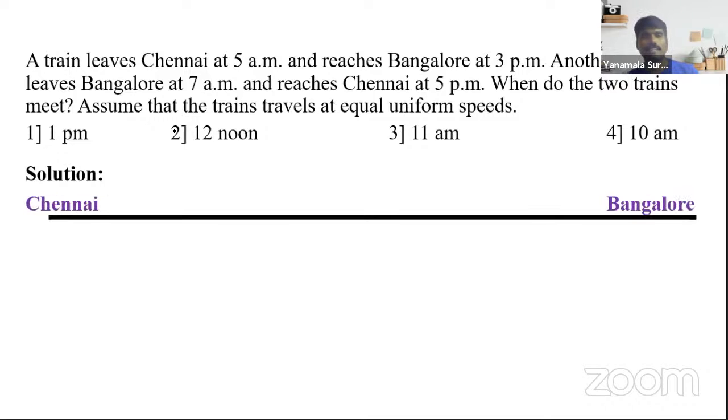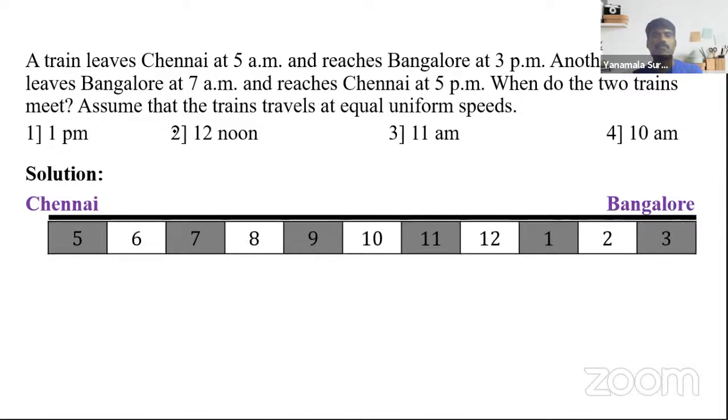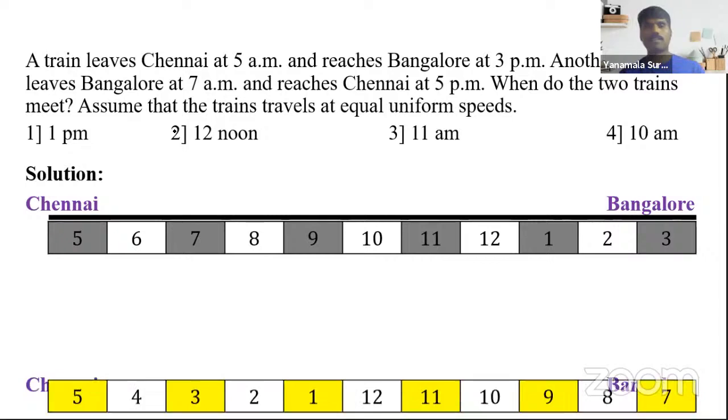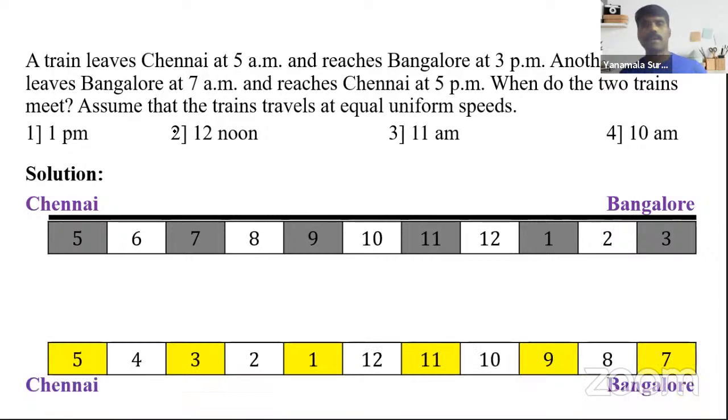So they had given two stations. One is Chennai, other one is Bangalore. Okay. So the first train starting time from Chennai is at 5 a.m. Done. I'm just going to divide in terms of 1 hour intervals. I mean to say that 5 a.m., 6 a.m., 7 a.m., 8 a.m., 9 a.m., 10, 11, 12, 1, 2, 3 p.m. Done. Next, another train they had given, Bangalore to Chennai. So starting time is 7 a.m., ending time is 5 p.m.